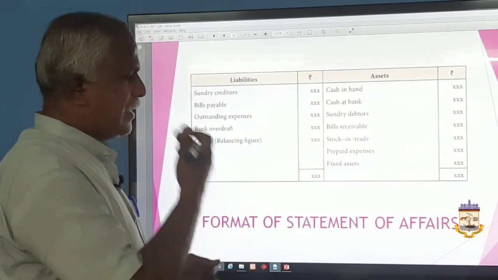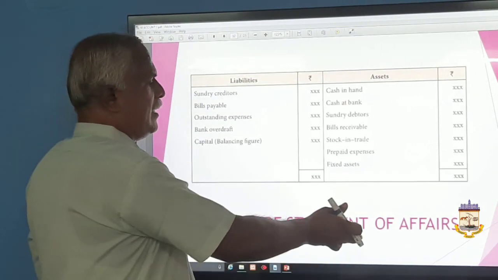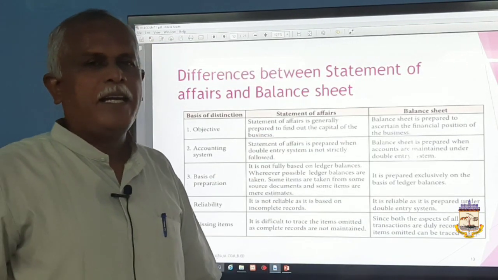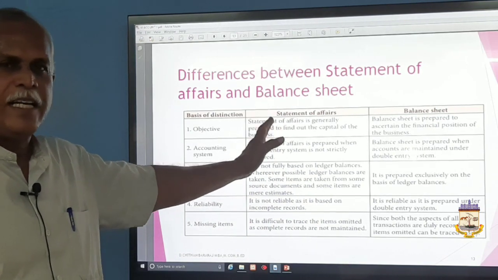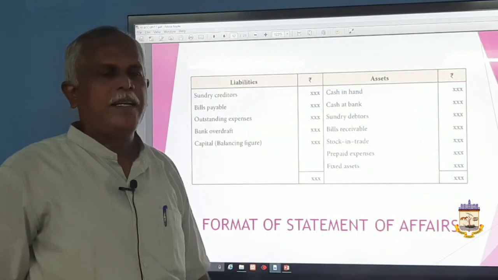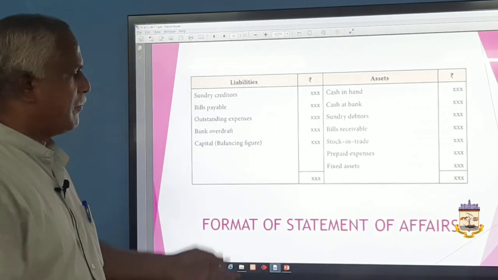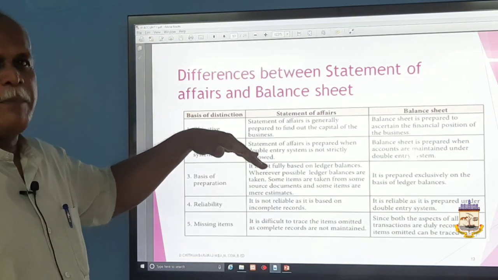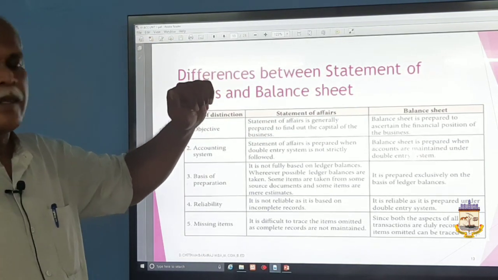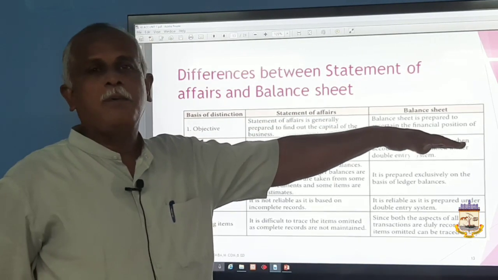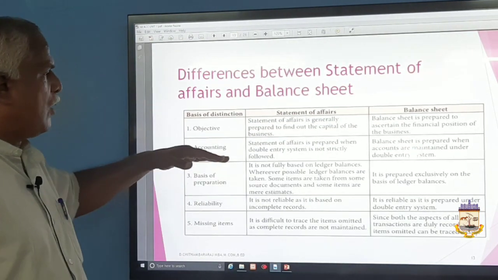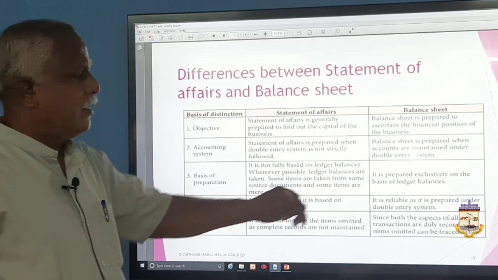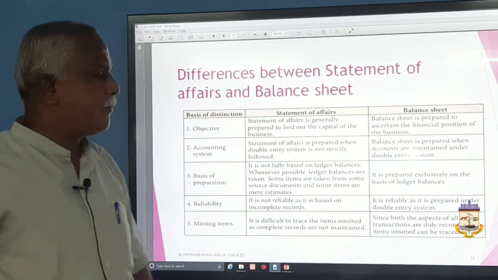Now let us see the difference between statement of affairs and balance sheet. Statement of affairs is prepared under single entry, incomplete books. Balance sheet is prepared under double entry system of accounting. Objective, why do we prepare? Purpose of preparation, it is to find out capital. Balance sheet, it is to know the financial position. Accounting system, incomplete books of accounts, or you can say single entry system. Balance sheet is prepared under double entry system.